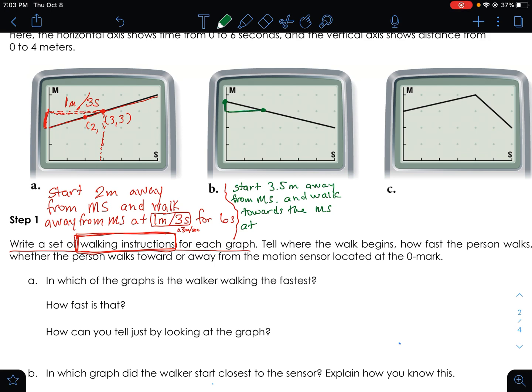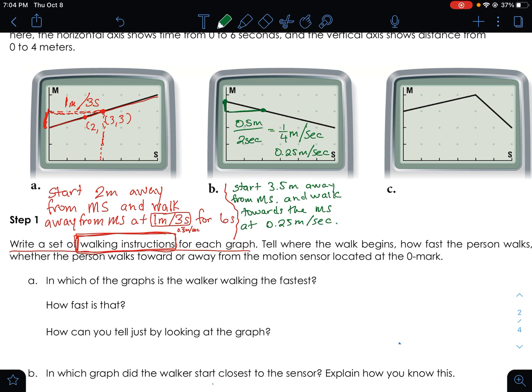Okay, so we have a speed of half a meter per 2 seconds. Now, we could leave it like that, or we could make that a unit rate. If we wanted to make it a unit rate, we would take 0.5 and divide it by 2. That would give us a speed of 1/4 of a meter per second, or 0.25 meters per second. So going back to here, we're walking towards the motion sensor at 0.25 meters per second.